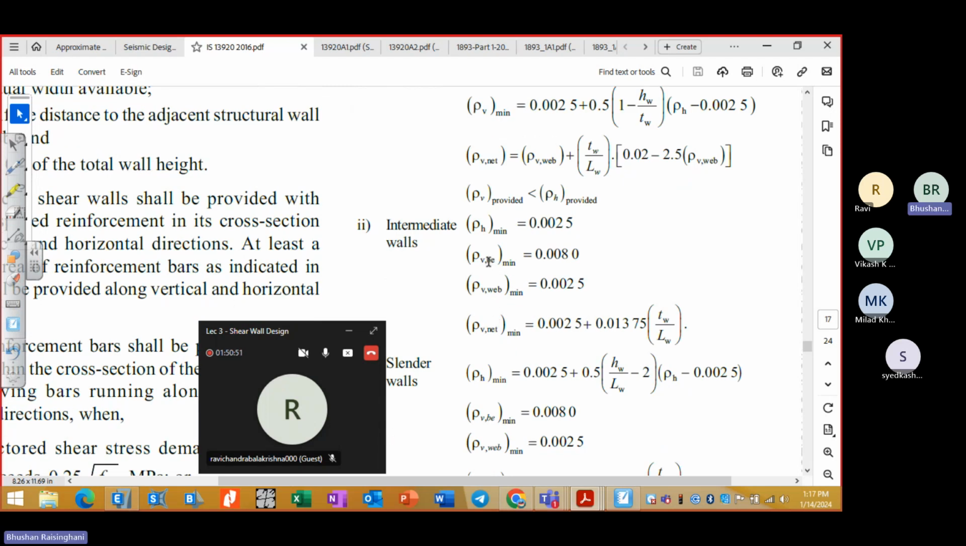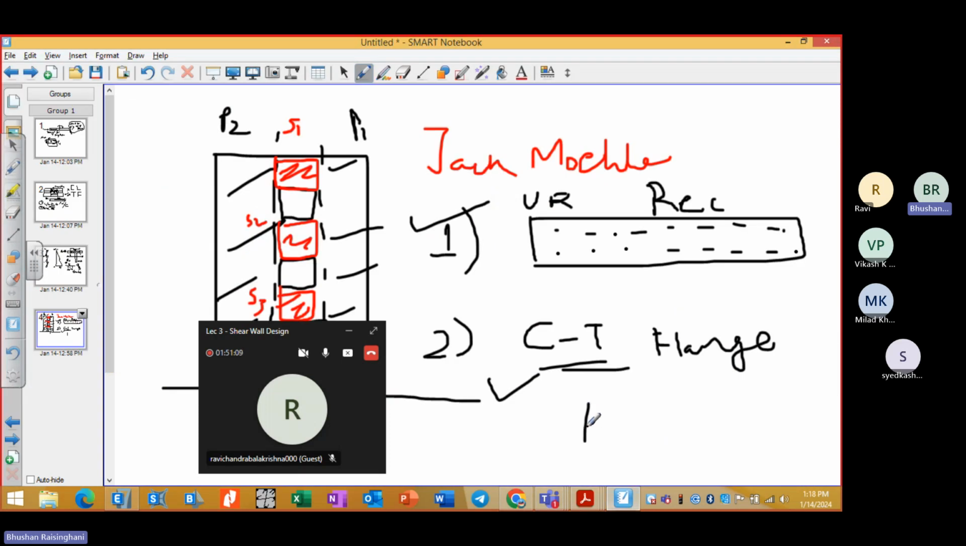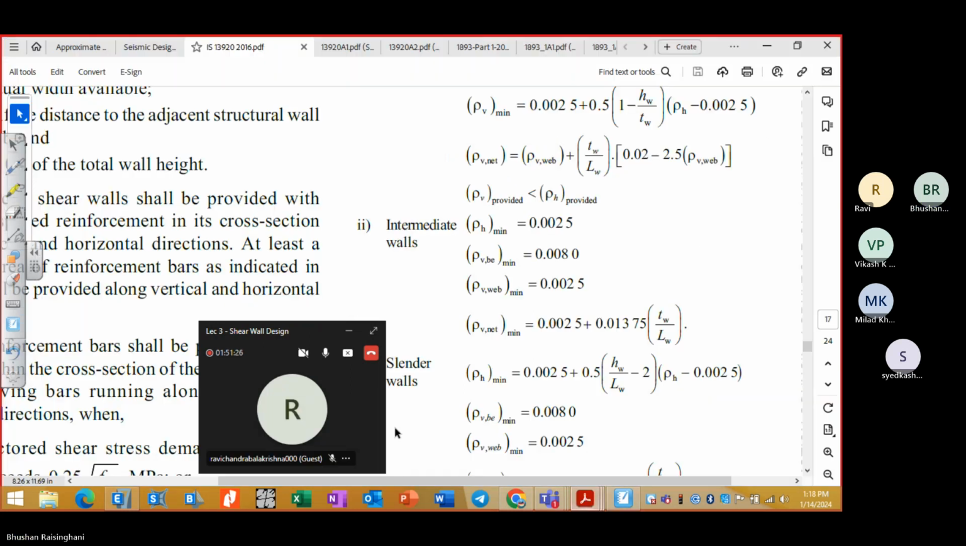So this is the boundary element. The boundary element will act as a flange, and if no boundary element is there, then it will act as a simple wall. Then there will not be a flange, so web will not come. So when there is a boundary element, there will be a web, and there will be a flange. If this is my shear wall, and this is my boundary element, this much portion is acting as a flange, and this is acting as a web. So that category now you have for the net vertical reinforcement. Okay, so I hope you understand the reason to have this web minimum and rho v net minimum.